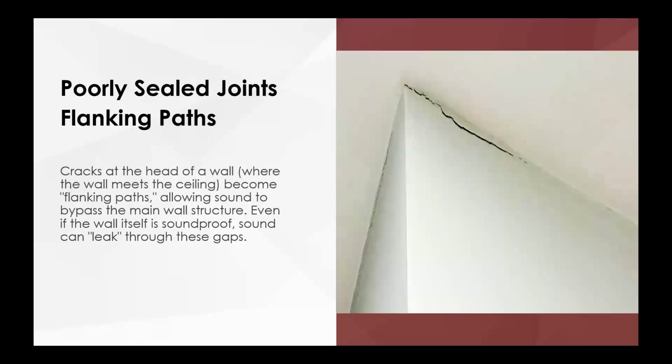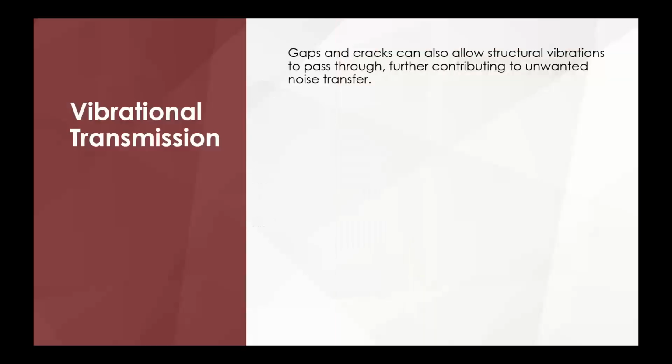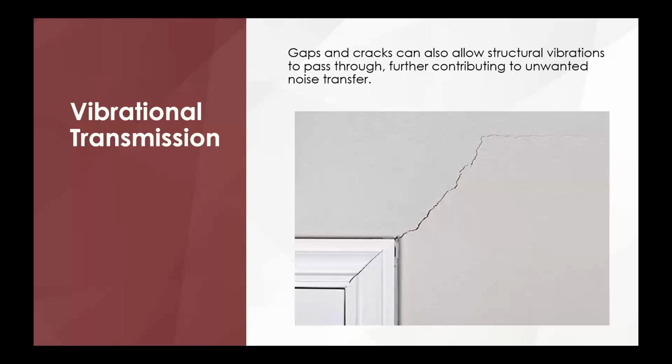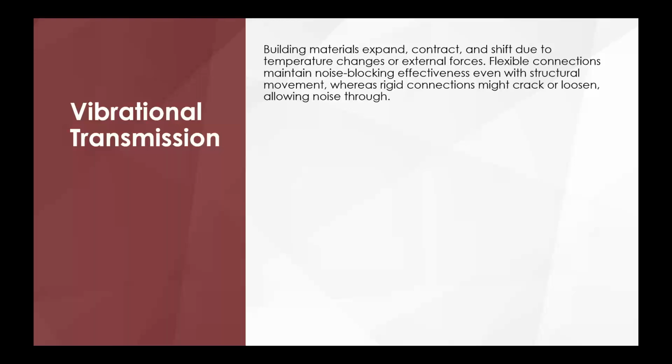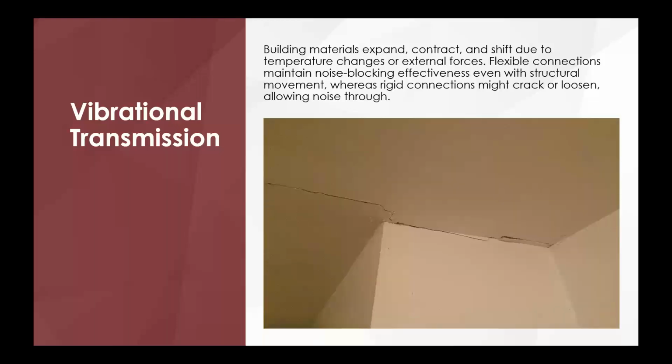Okay, again, back over to poorly sealed joints. Now, this is when you've got some movement. Obviously, they've got some movement at the head of wall, from the ceiling to the wall, creating this big crack. Obviously, you're going to get some sound through that. Vibrational cracks. Okay, so gaps, cracks, and vibrations will allow unwanted noise transfer through this. You've seen these before. These are pretty common coming off a door. You might see a crack like that. Buildings and materials are going to expand and contract due to temperature changes and external forces. So keep in mind, making a flexible connection to maintain this will really help the effectiveness. Again, stuff like this here.